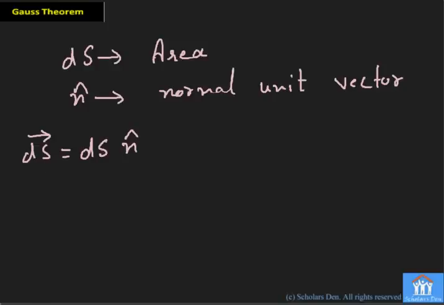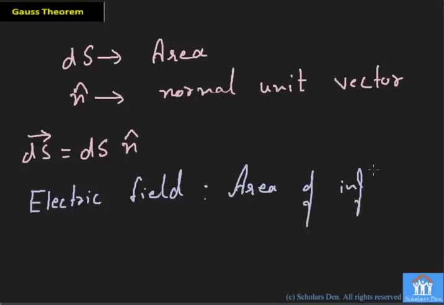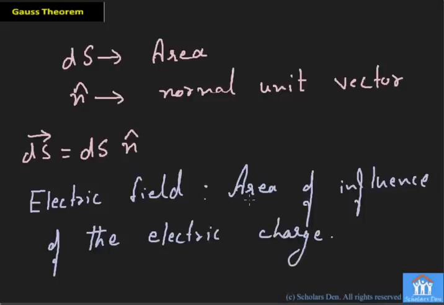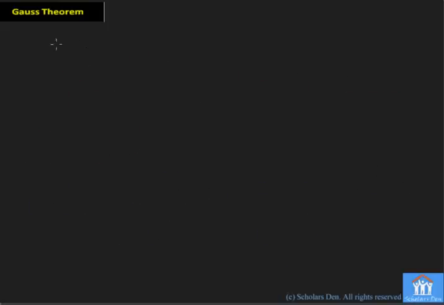Now the second important term which we have is your electric field. Now as per our previous knowledge, electric field means it is the area of influence of the electric charge. Now if we combine both these terms, then it becomes the electric flux. So here if you combine this electric field E and the area vector ds, then it will become a flux phi.